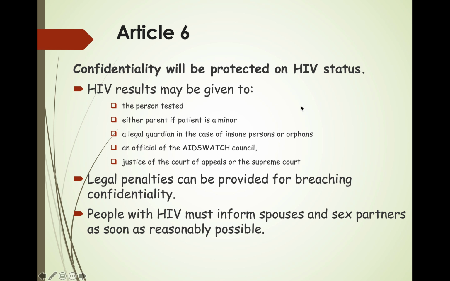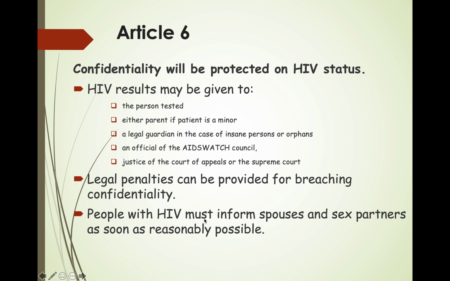So technically, if a person died, even if the doctor knew in the very first place that the underlying cause of death is actually AIDS or HIV, they cannot disclose it. But technically, they can still disclose the immediate cause of death, like for example pneumonia, meningitis, or any other infections or conditions. Legal penalties can be provided for breaching confidentiality, so you can be penalized because of this.